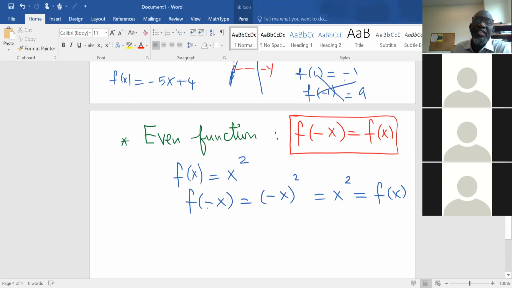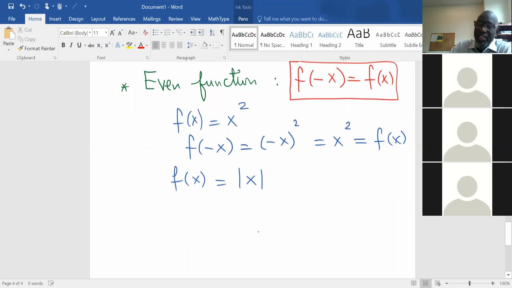So for instance, how about f of x equals the absolute value of x? Whether you plug in a positive number or a negative number, what's going to happen? You're going to get exactly the same number, the same answer, the same y. Exactly, we get exactly the same thing.